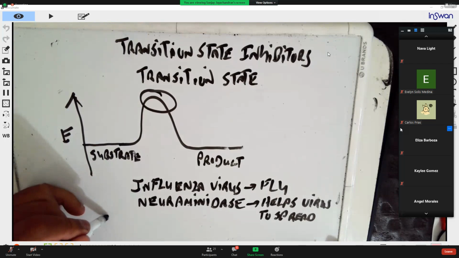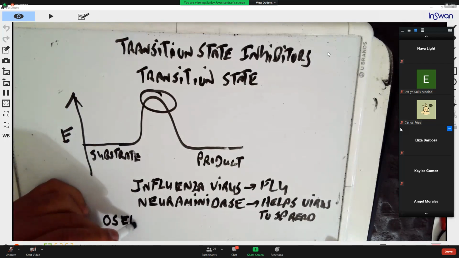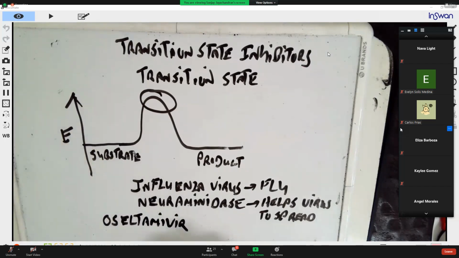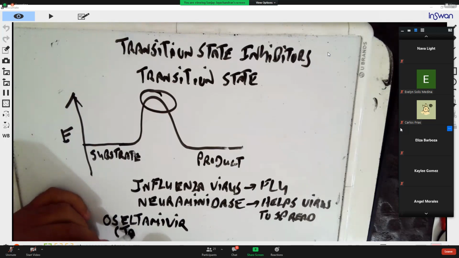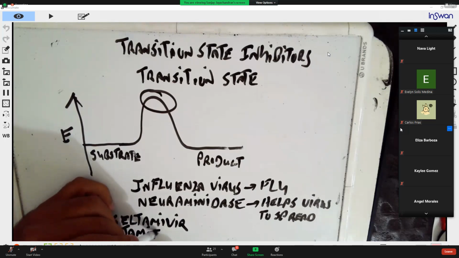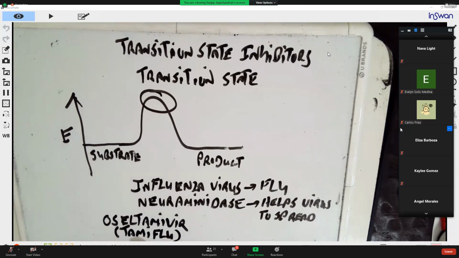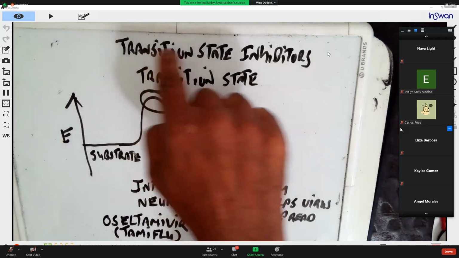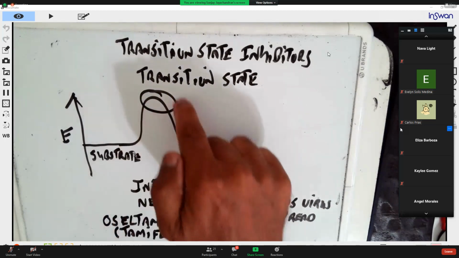Okay, so they did that. They created a chemical called oseltamivir. Okay, so that's a transition state inhibitor. The trade name is called Tamiflu. Anybody heard of Tamiflu? Yes. Okay, so it's not the flu vaccine, it's a flu medicine, right? It blocks this enzyme. The virus can't spread. This is a transition state inhibitor, right? So it mimics this middle point here.